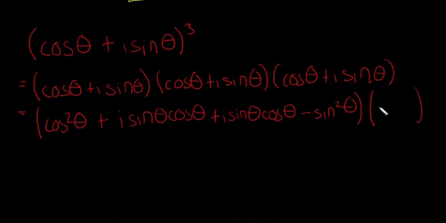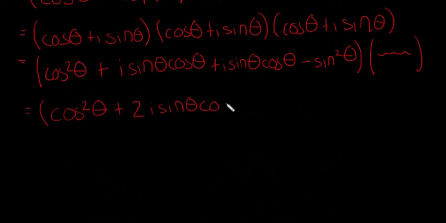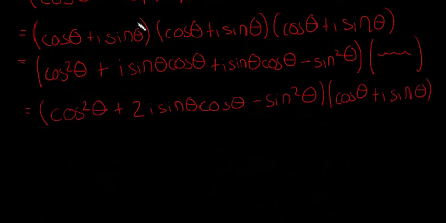Okay, and then multiply that whole thing by this here. I'm not going to write that again, but just so you know that is cos theta plus i sine theta in this bracket here. So I'm going to simplify this one bit first. So that's going to be equal to cos squared theta plus 2i sine theta cos theta minus sine squared theta, all multiplied by cos theta plus i sine theta.